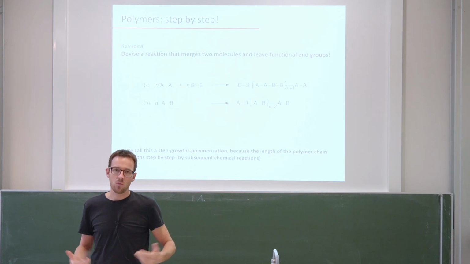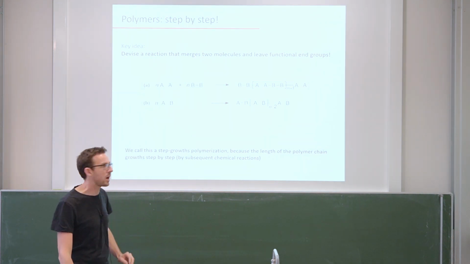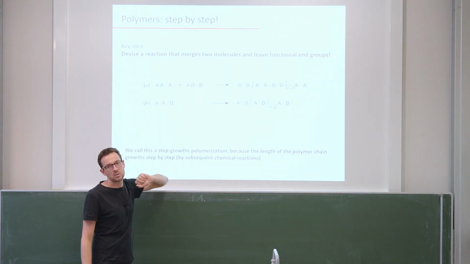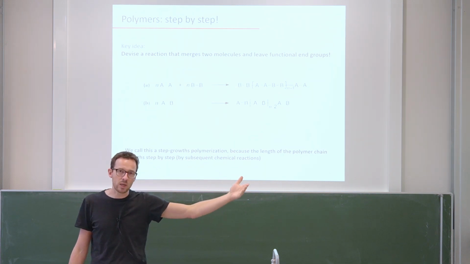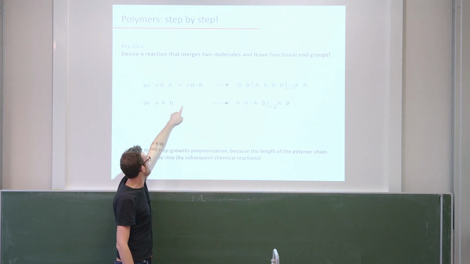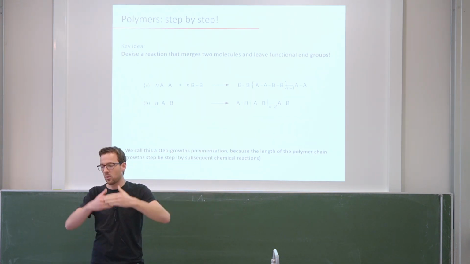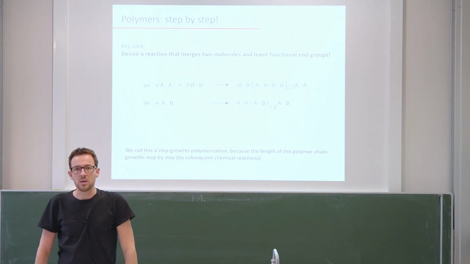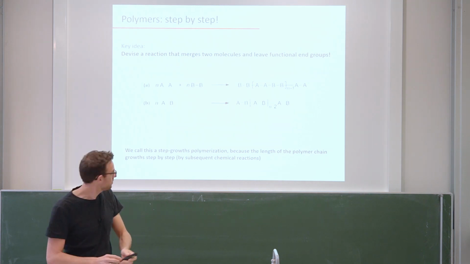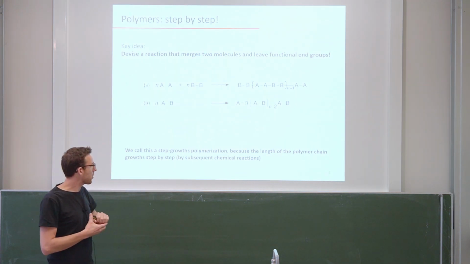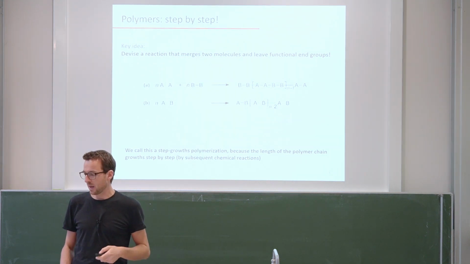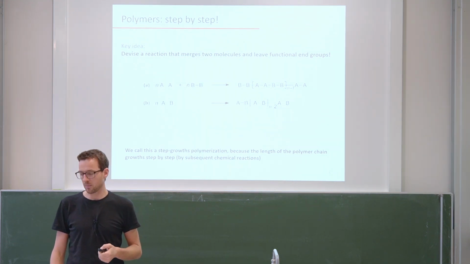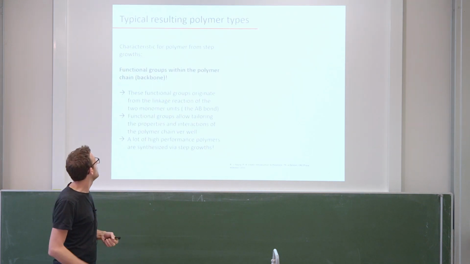What we can of course also do, to make our life a little bit simpler, is devise a monomer that has one A and one B group. Now A reacts with B, and you always link them together in that way, and you form a polymer that goes AB, AB, AB. We call this step growth because literally it grows step by subsequent chemical reactions.